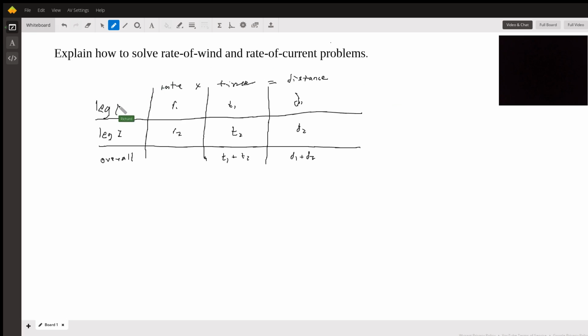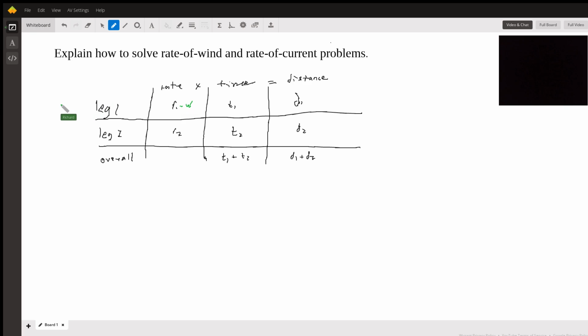However, sometimes this leg may be into the wind. Maybe you're running or flying in an airplane into the wind, or maybe you're in a boat and the boat is traveling into the current, which is going to make you travel much more slowly. So instead of R1, you replace that, and we're just going to subtract the strength of that wind or the strength of that current.